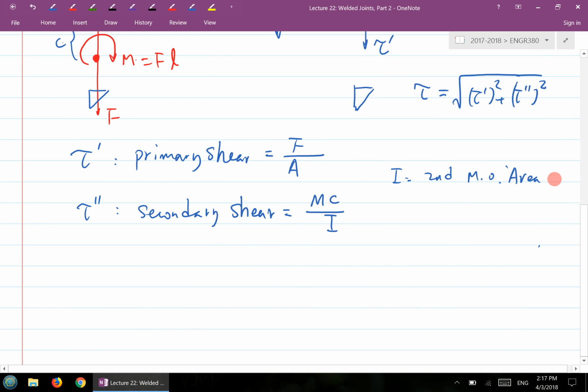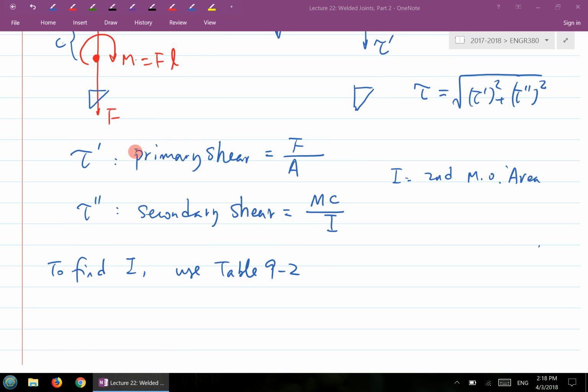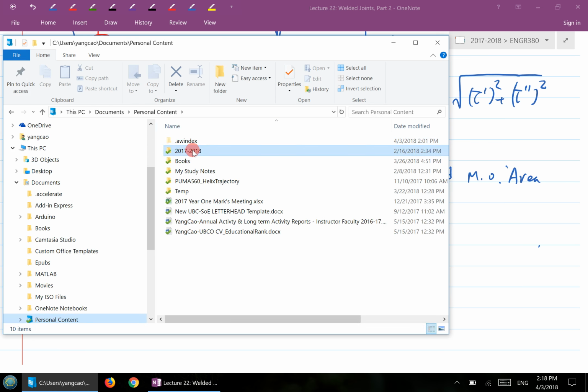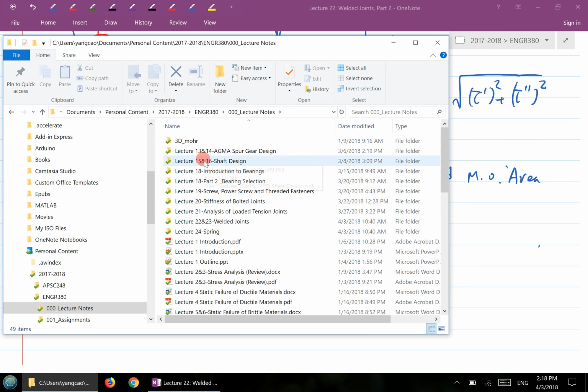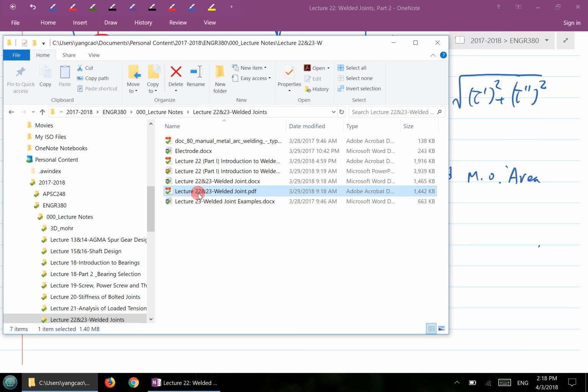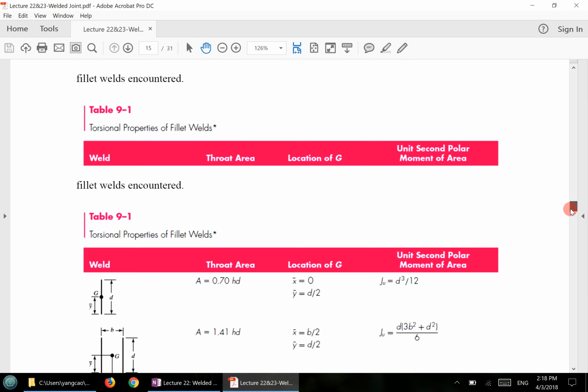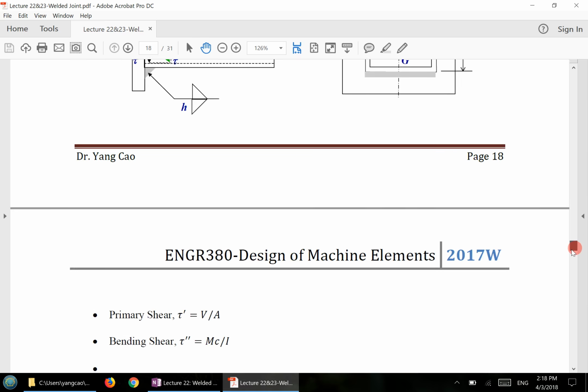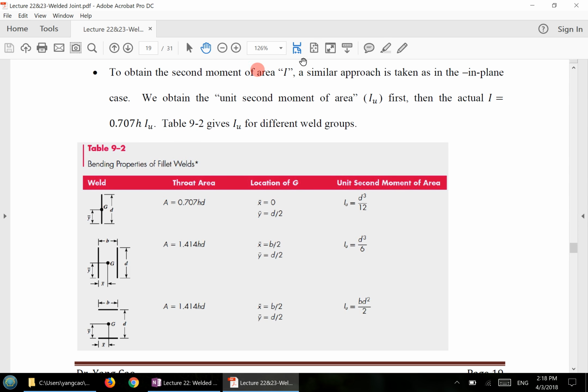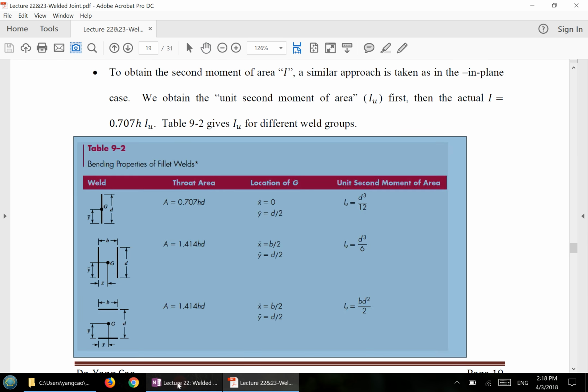So how do I find the I then? To find the I, we use another table, 9-2. Let me show you what this table looks like. This is just a part of the table here, not the whole table. And this is table 9-2, part of that.